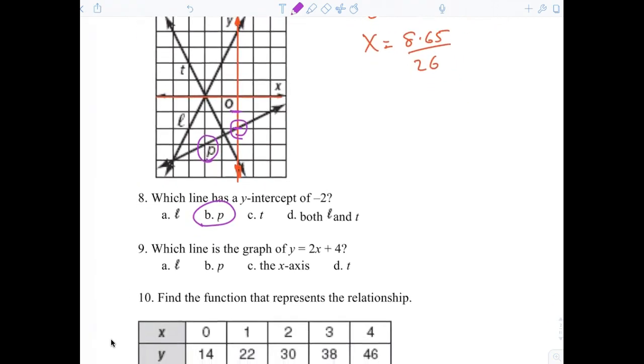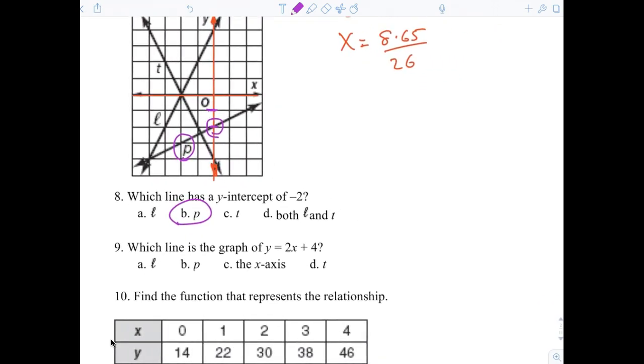All right? So it says, which line is the graph of y equals 2x plus 4? Well, is it the x-axis? That's kind of dumb, right? Does everybody agree with that? So it's not the x-axis. Did we talk about this is the y-intercept? 4 is the y-intercept. Did I tell you that yet?